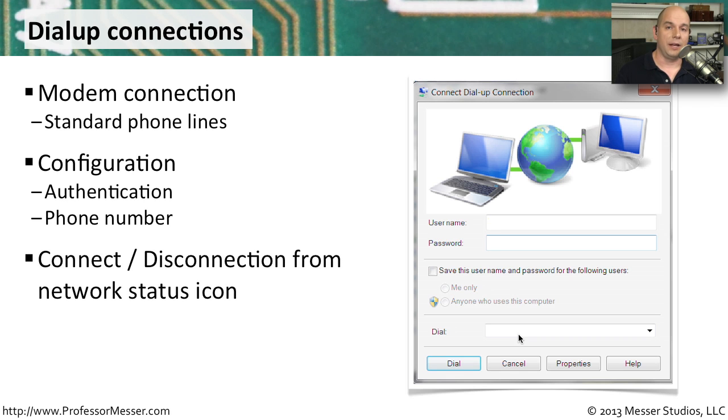Once you've configured this dial-up connection, it appears just like any other network under your network status icon. The same way you would connect to a wireless network, the same way you would configure settings for your wired Ethernet network, is exactly the same place that you would use to connect and disconnect from that dial-up connection.